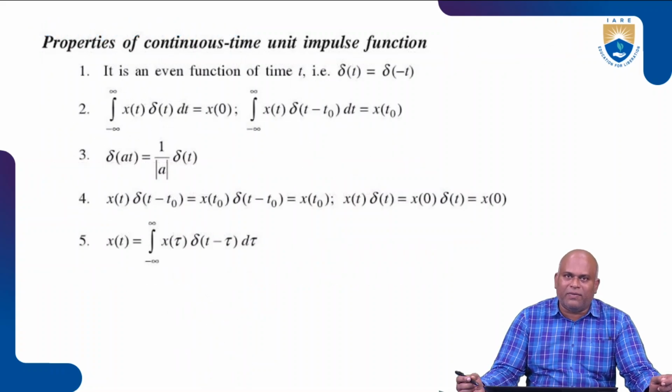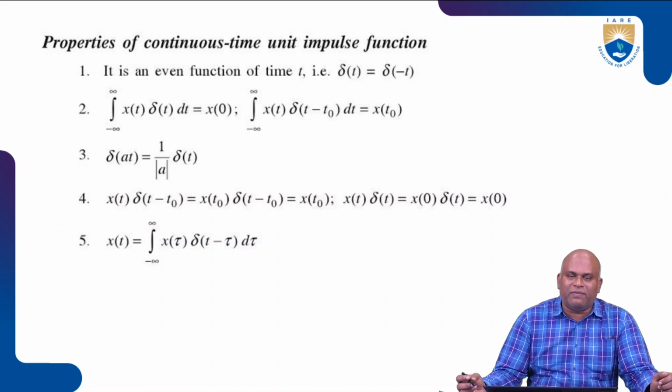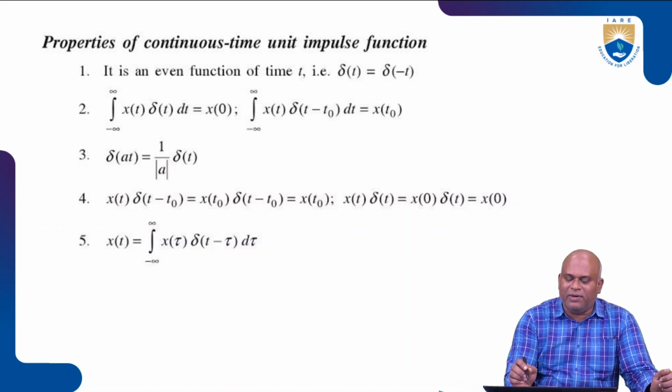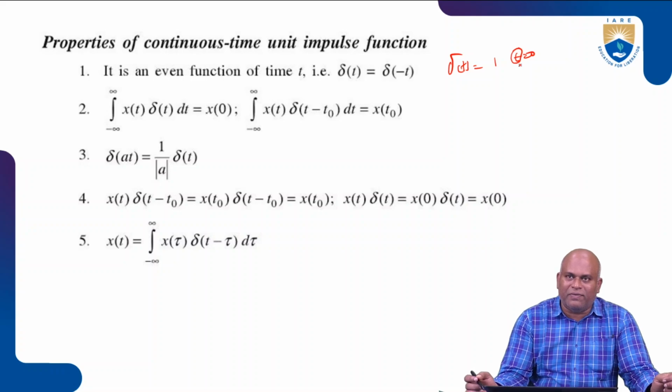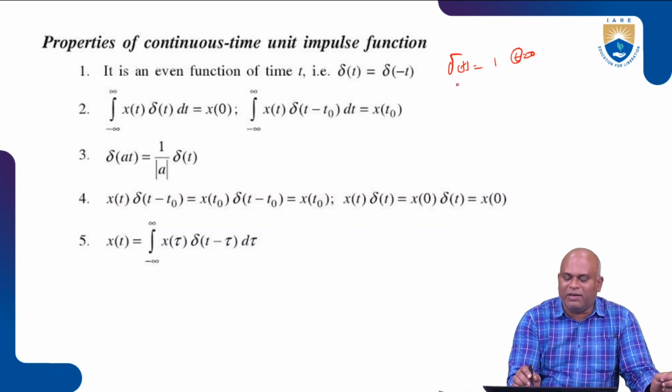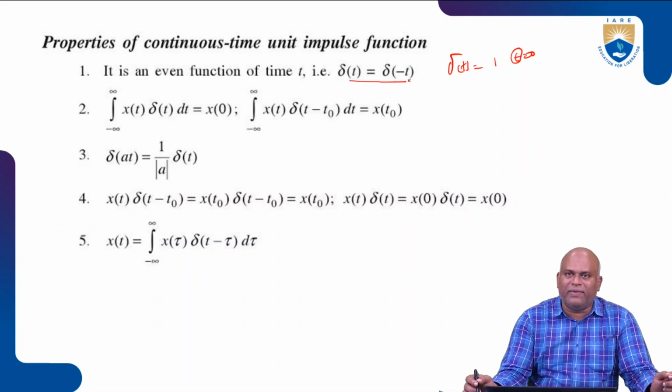This is a property of the continuous time unit impulse function. First one, it is an even function of time t. Why? Because delta of t is present only for t equal to 0, so if we change the sign of t, we still get delta of t only. That's why I should write delta of t is equal to delta of minus t.